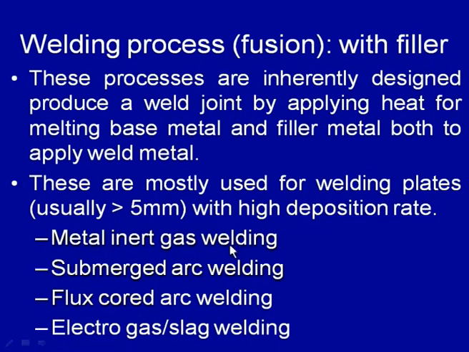These processes are the metal inert gas welding process, submerged arc welding process, flux cored arc welding process, electro slag and electro gas welding process. In all these welding processes, in the first 3, we see an arc is generated between the consumable electrode and the base material, and it is covered by the inert gases.